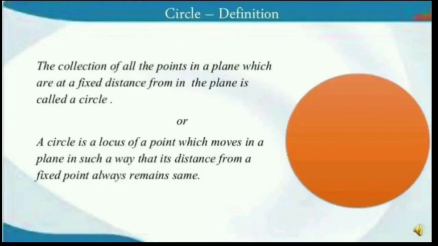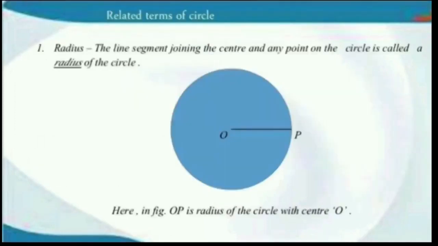A circle is the collection of all the points in a plane which are at a fixed distance from a fixed point. That fixed point is known as the center of the circle. The fixed distance is known as the radius of the circle. Here O is the center of the circle and OP is the radius of the circle.